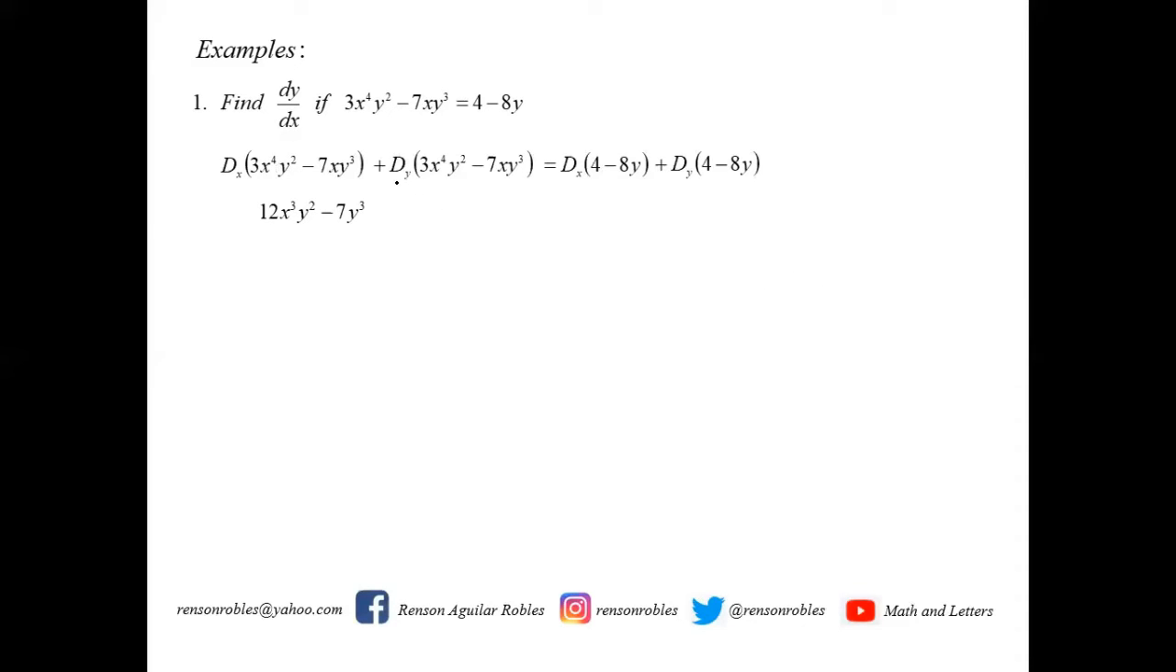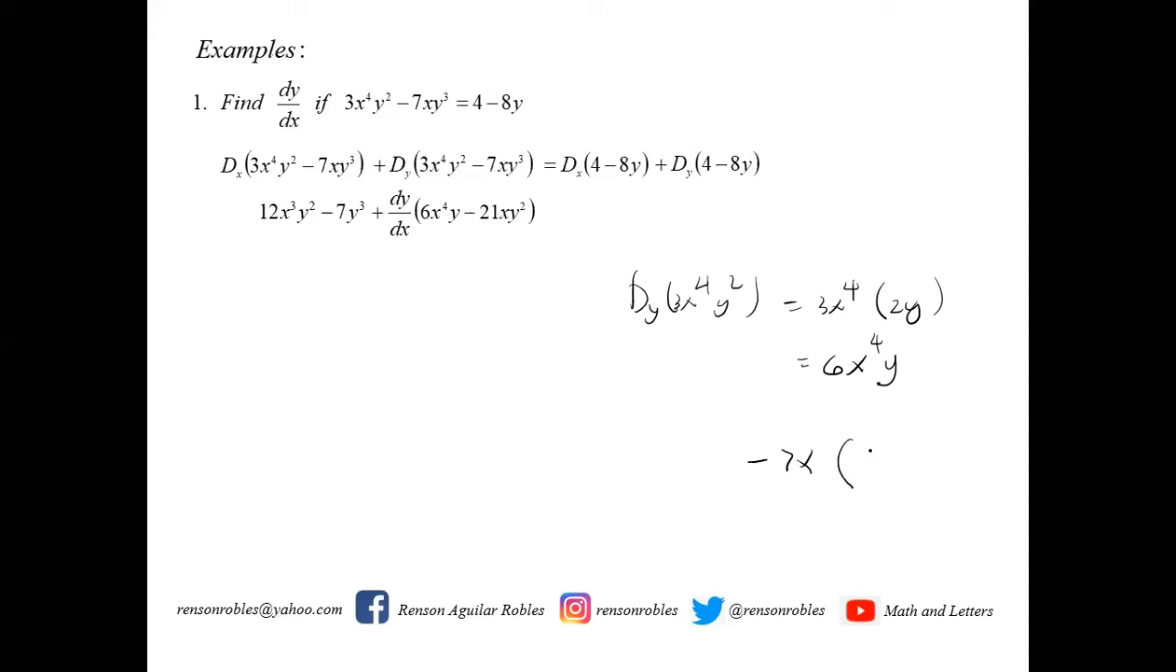For instance, if we are differentiating 3x to the 4 y squared minus 7xy cubed in terms of y, since y is the dependent variable, you shall affix dy/dx. So dy/dx times the derivative of 3x to the 4 y squared in terms of y. You just copy 3x to the 4, and then differentiate y squared, and that is 2y. So we shall have 6x to the 4 y. And then for 7xy cubed, you copy negative 7x, and you differentiate y cubed, which is 3y squared. So you shall have negative 21xy squared.